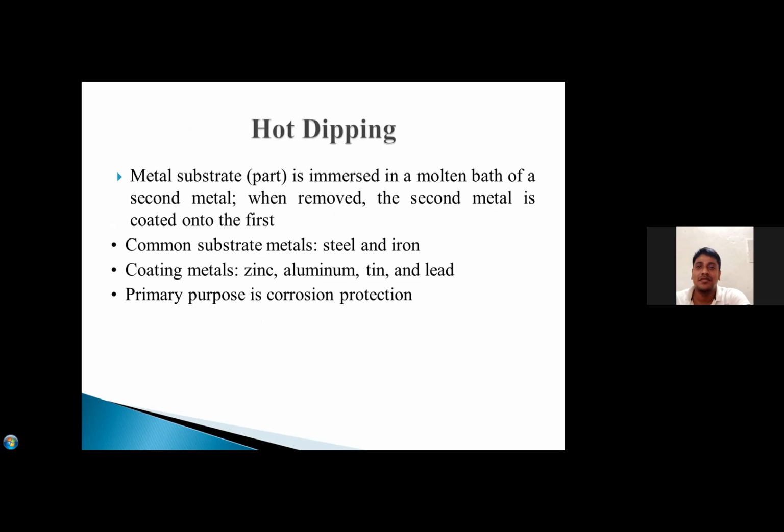Another process, hot dipping. In hot dipping, the substrate is immersed in a molten bath of a second metal. When removed, the second metal is coated onto the first. Common substrate metals are steel and iron. Coating metals are zinc, aluminum, tin and lead. The primary purpose is corrosion protection.